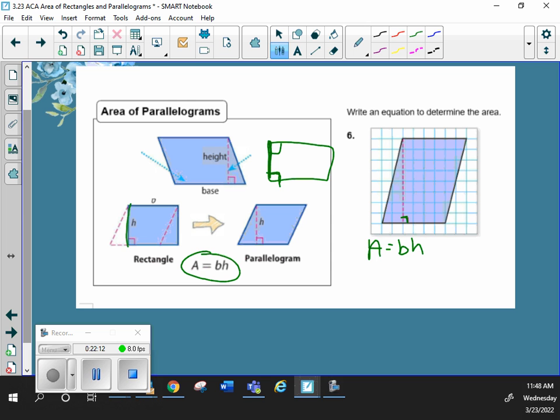Okay, there's a word for it. It has to be perpendicular. Okay, but this height, we can count the units. So starting at the bottom, how tall is this thing? Count to yourself.